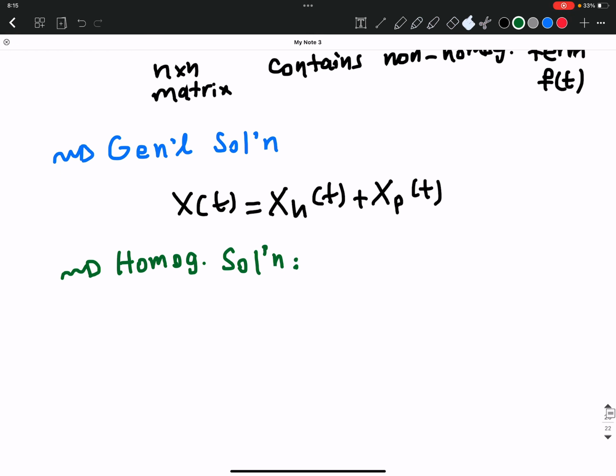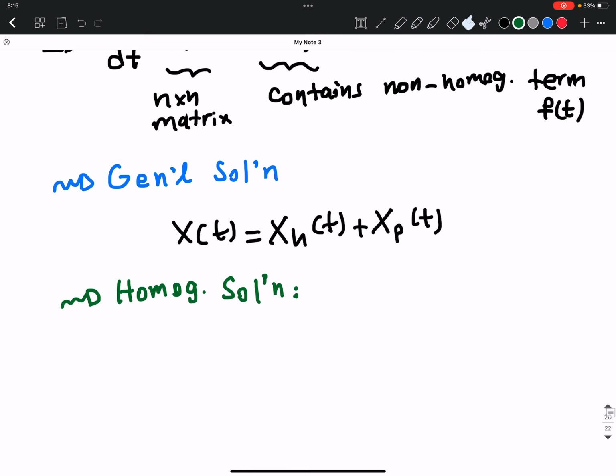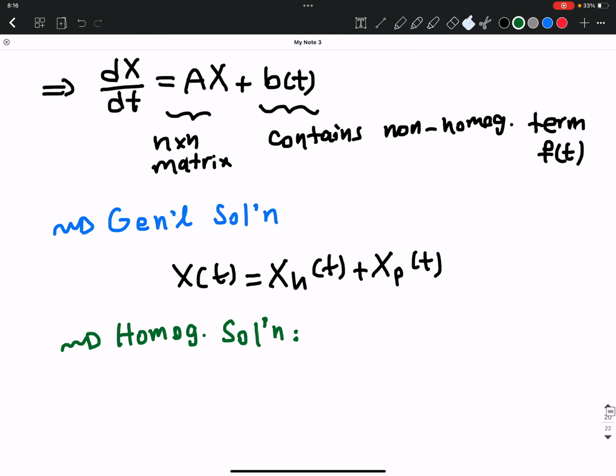Okay, what is the homogeneous solution? The homogeneous solution is when my b(t) here is 0. So let me just set that to 0. Then I need to solve this equation. Basically, dx/dt equals, and this is my homogeneous, so I write it as A x_h, A times x homogeneous.